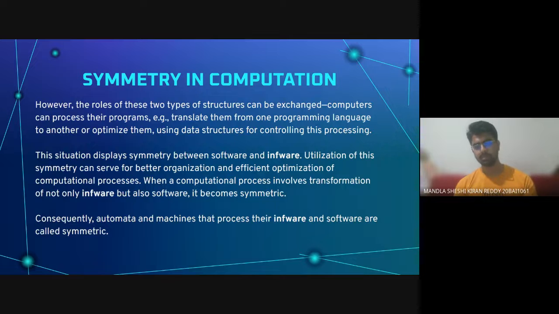When a computational process involves transformation of not only the infware but also software, it becomes symmetric. Consequently, our automata and machines that process their infware and software are called symmetric. When we use the property of symmetric nature between the software and the infware, then we can achieve our goal of reducing the development time or the compilation time.